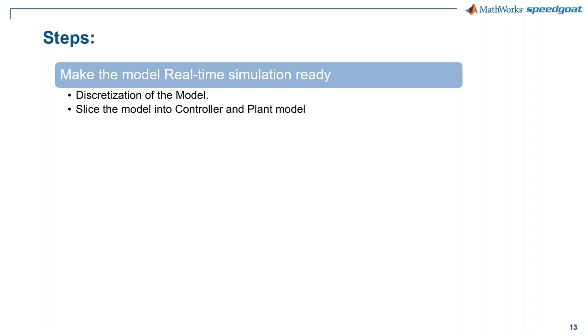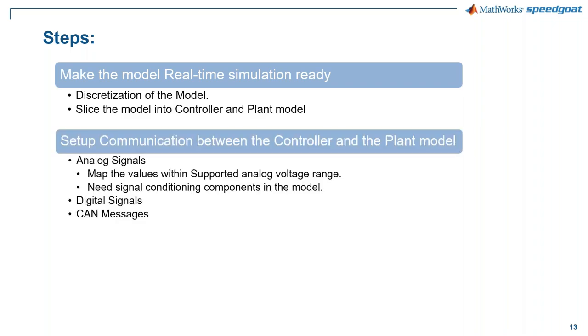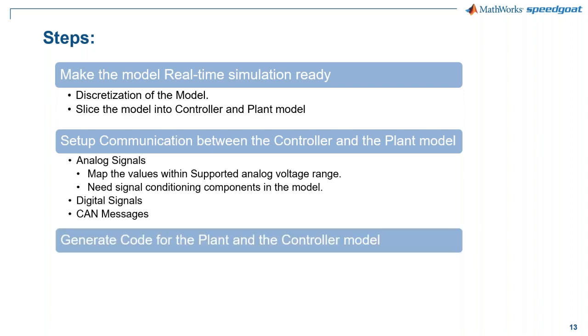So that's one of the key things which we need to follow. And once you do this step, the next part is to set up the communication between the controller and plant. Now that we have split the model into two, if it requires some kind of analog communication or digital or various kinds of protocol support like CAN, LIN, or any other kind of communication, that's when we need to make sure all of these communications are established properly.